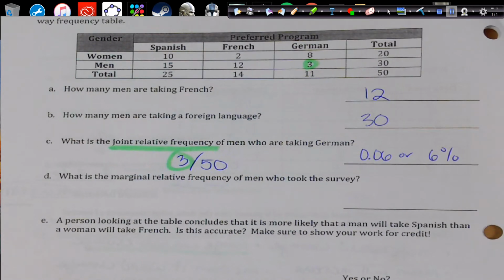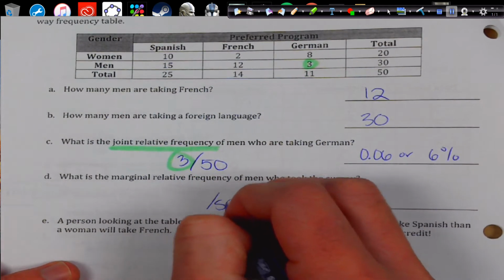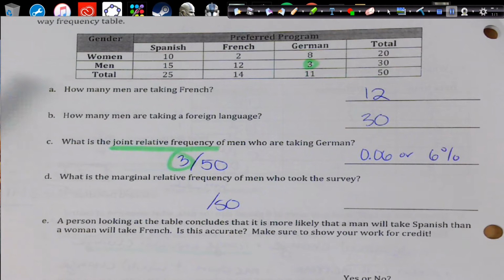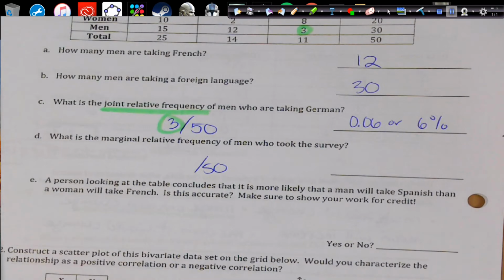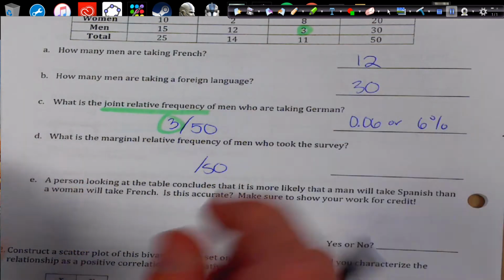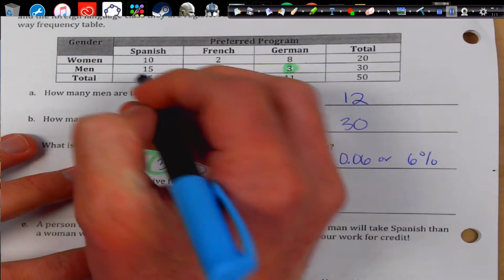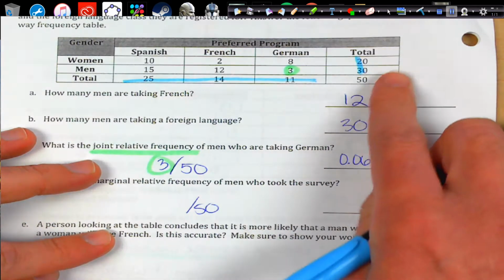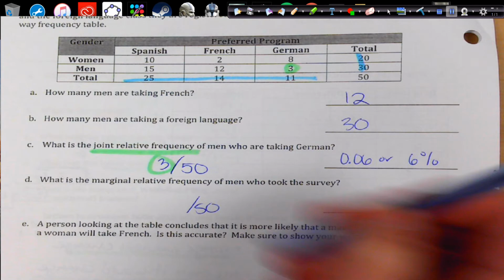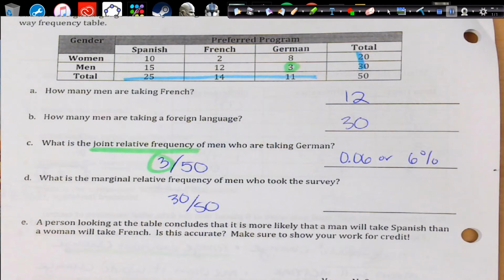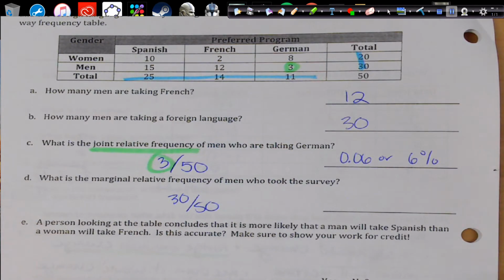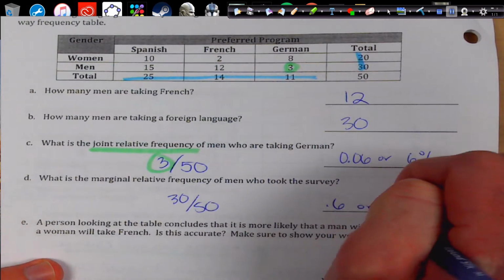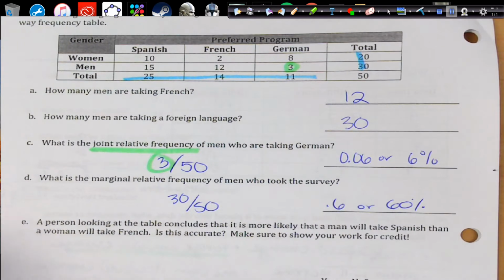What is the marginal frequency of men who took the survey? We're still doing this out of 50, but now we look at the marginal value. I think I dropped all my highlighters. So we look at the marginal value, which is in the margins. If you recall, the margins are all these values here. So the men who took the survey was 30. And we're going to divide that, and we are going to get 0.6, or 60%. We move the decimal over twice to find that.